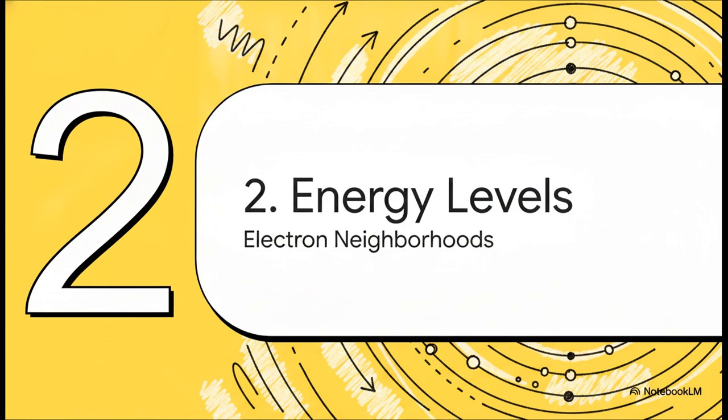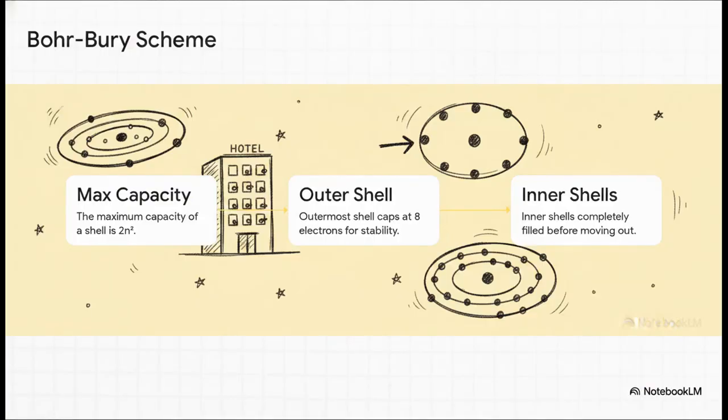Moving right along to Section 2, electron energy levels explained, the neighborhood's LETs. Let's look at where these electrons actually live, often labeled as K, L, M, and N. Electrons don't just float around randomly. They follow the Bohr-Bury scheme. Think of it like building a hotel from the ground floor up. Each floor holds a very specific mathematical limit of guests based on the formula 2n squared, where n is just the shell number. So the first shell holds 2, the second holds 8, the third can theoretically hold 18.